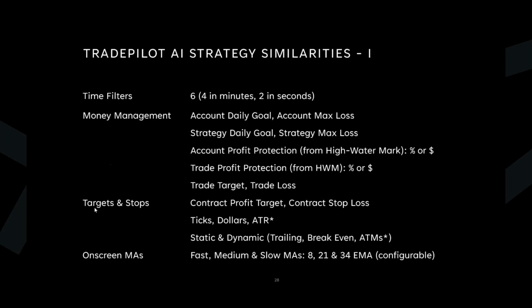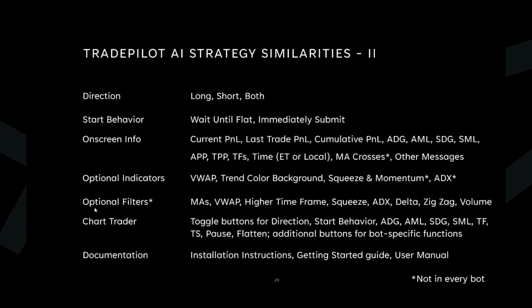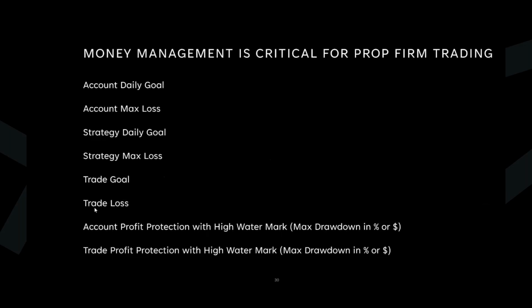I won't spend too much time on this, but I want to point out money management in a minute on a separate slide. But we have 6 time filters. Most competitors have 2 or 3 or 1 or 4 at the most. You can have extensive money management, targets and stops with many different options. And there's a lot of on-screen information which you can turn off, but no one ever does. You can go long, short, or both directions. You can have 2 different start behaviors, optional indicators, optional filters, lots of information on the chart trader, etc., and good documentation. So just go back to money management.